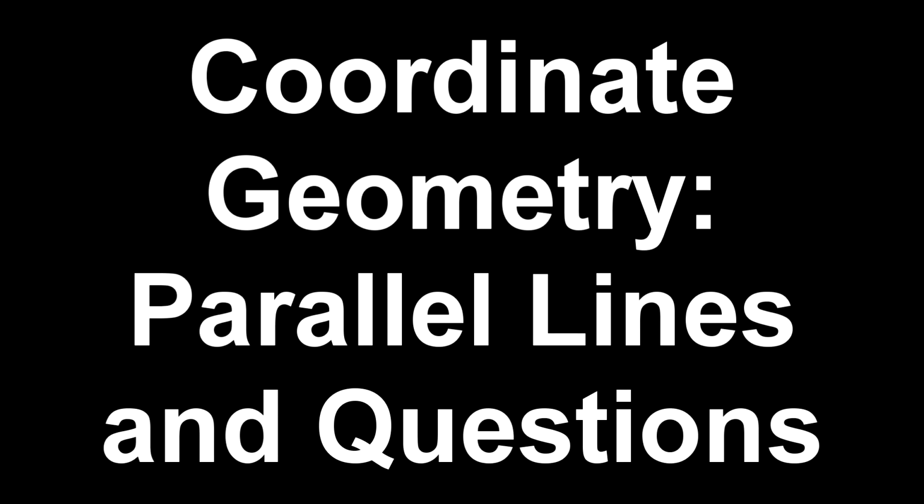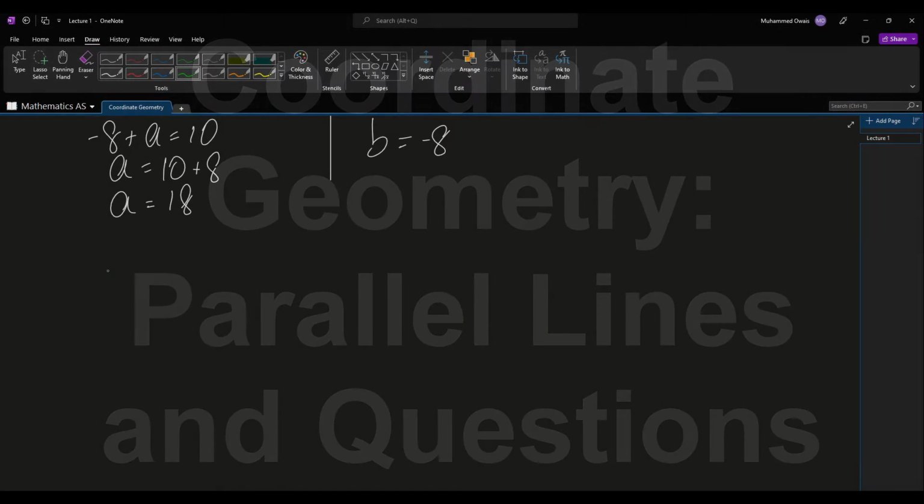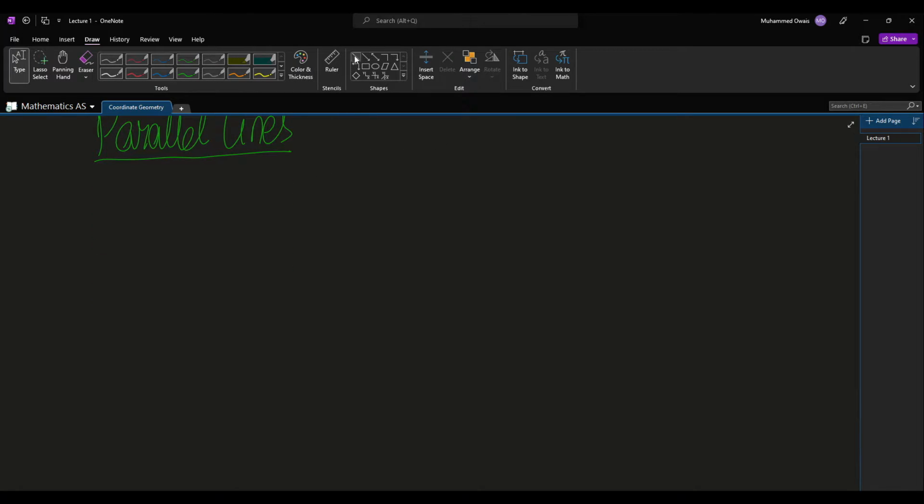Hey there everyone. There is only one thing left from the chapter of straight lines, which is the topic of parallel lines. Now then, let us see what I mean by parallel lines. Basically, any two lines that are parallel to each other. What are parallel lines? Lines that do not touch each other, that never intersect with each other.